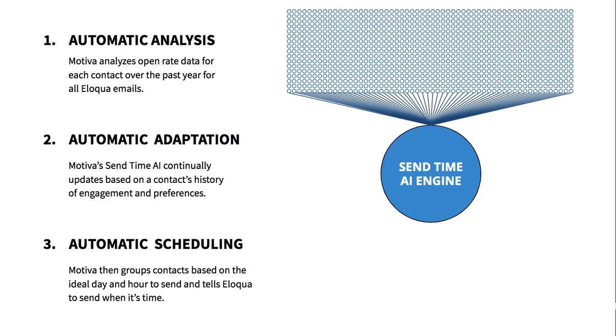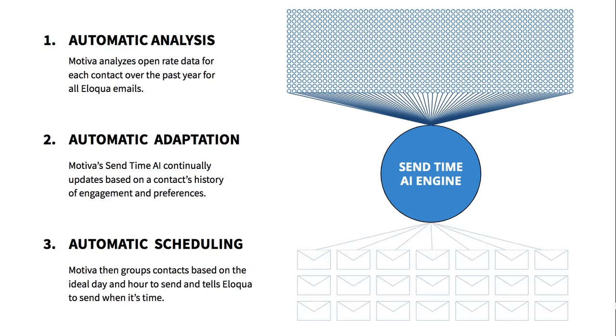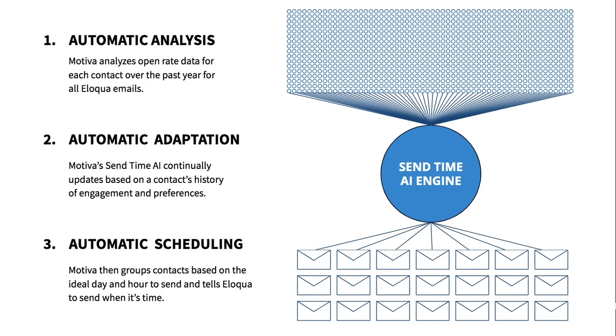What's amazing about the SendTime AI engine is that it's always adapting and updating to your contact's open behavior. SendTime AI is what's called machine learning. It's a piece of software that's continually learning about your contacts to automatically develop personalized relationships at scale. Once SendTime AI has the predictions, it then automatically divides your segment into smaller groups to schedule and send the email to each contact. So that's SendTime AI in a nutshell. Now let's jump into a few best practices so you can get the most out of this optimization.